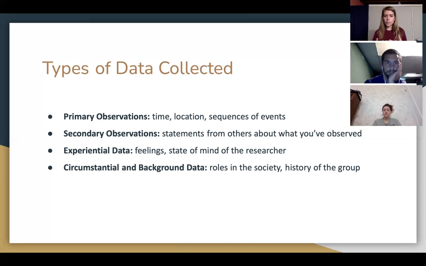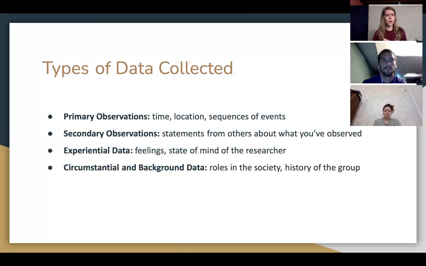And then there's a third important one, which is experiential data. These are the feelings and the state of mind of you, the researcher. So how are you feeling while you're observing this culture and this interaction? How did you react when you saw this happen? How did that make you feel? And these are really important just to gain the atmosphere of the environment. It gives us context and insight as to how you feel as an unbiased observer in this interaction.